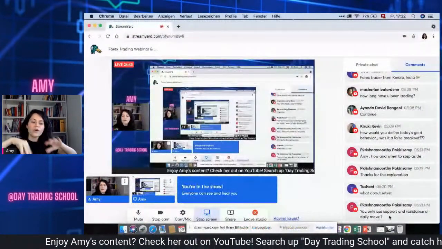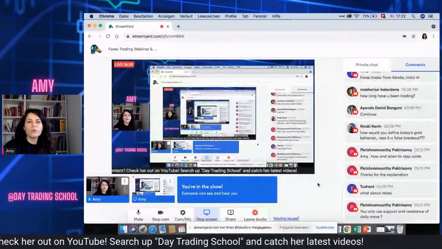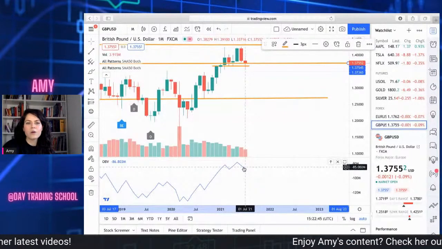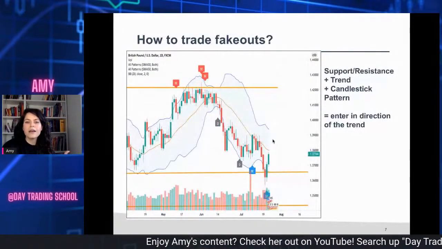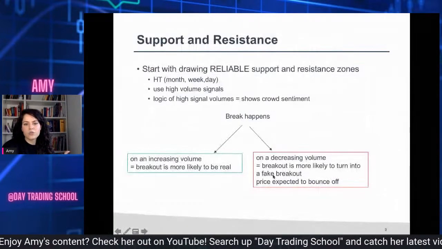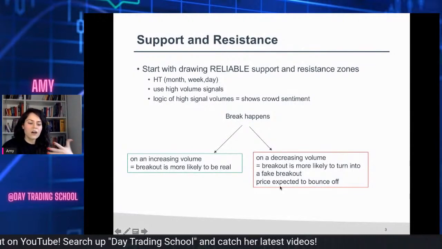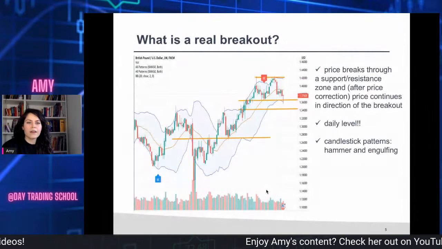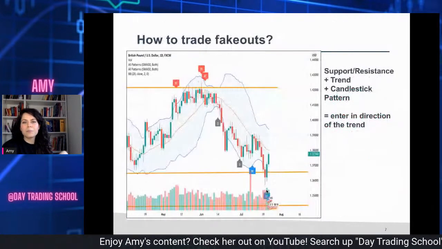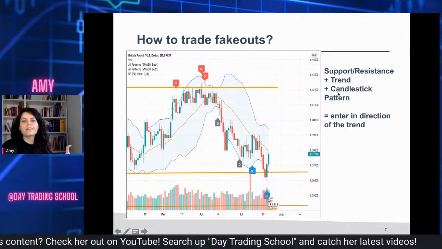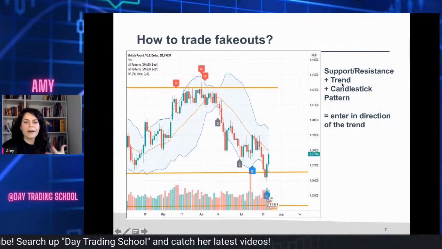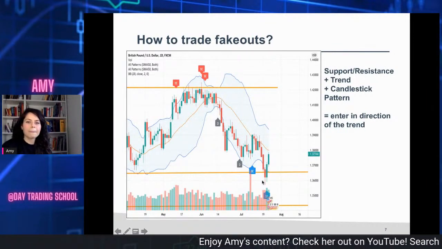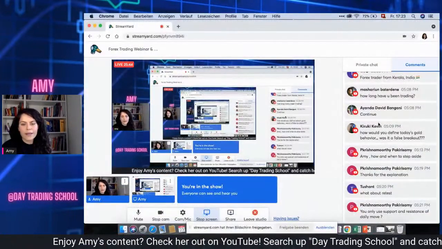Now, what I use is actually not only support and resistance, but I also keep an eye on the volume. That means I track the volume a bit. I try to understand, all right, we've got a decreasing volume. As I said, if a breakout happens on a decreasing volume, it is more likely to turn out to be a fake out. That gives me a bit of confidence that if a breakout happens, it is more likely to turn into a fake out. So I track both: volume plus support and resistance, plus the overall trend, plus reliable candlestick patterns and price patterns on the hourly level in order to know when to enter in the direction of the trend. And this is how you can trade fake outs.